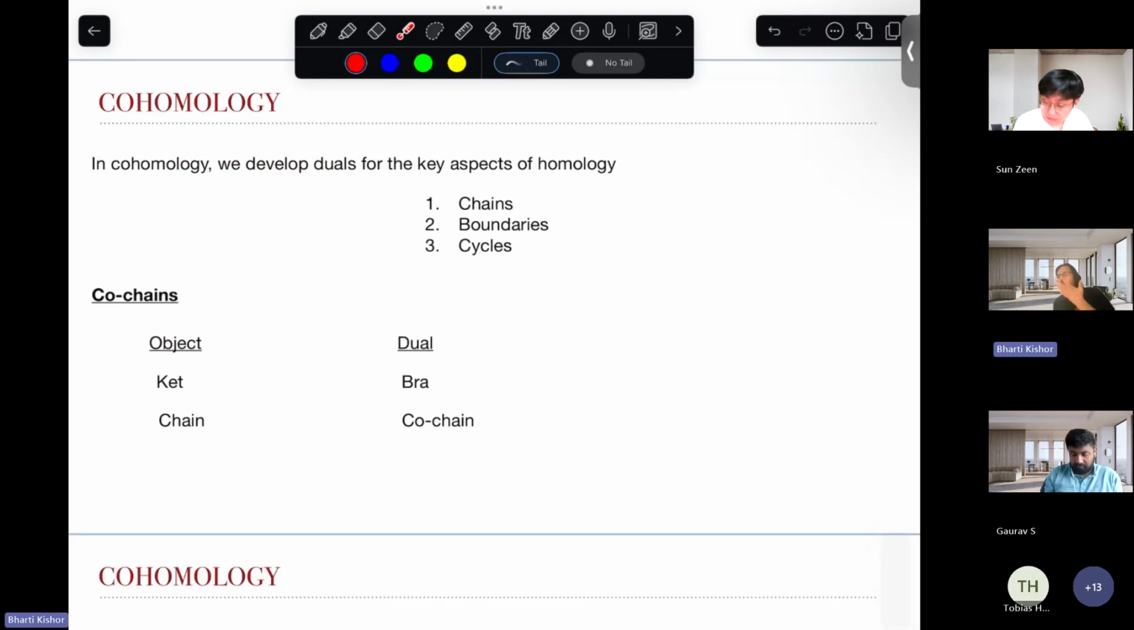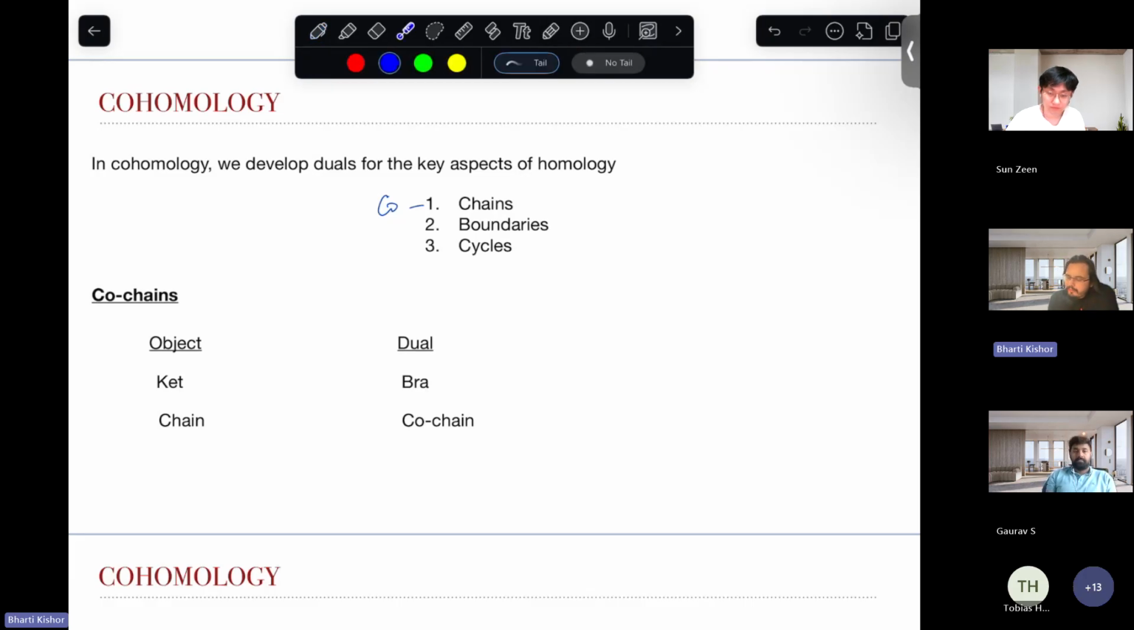So we looked at homology. In homology, we looked at chains, boundaries, and cycles. In cohomology, we just put a co in front of it. Now we will look at co-chains, co-boundaries, and co-cycles. It's like they are dual objects. The co-chains and chains are dual objects.